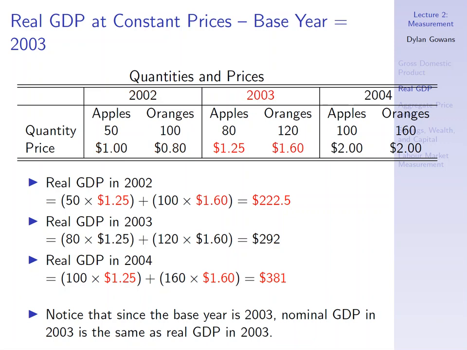We could do this again if our base year was 2003. In this case, we're picking the prices of 2003 and acting as if those were the prices that prevailed in 2002 and in 2004. Again, this will give us results for real GDP in all years. And we can do the exact same thing with 2004 prices. In that case, the base year would be 2004.